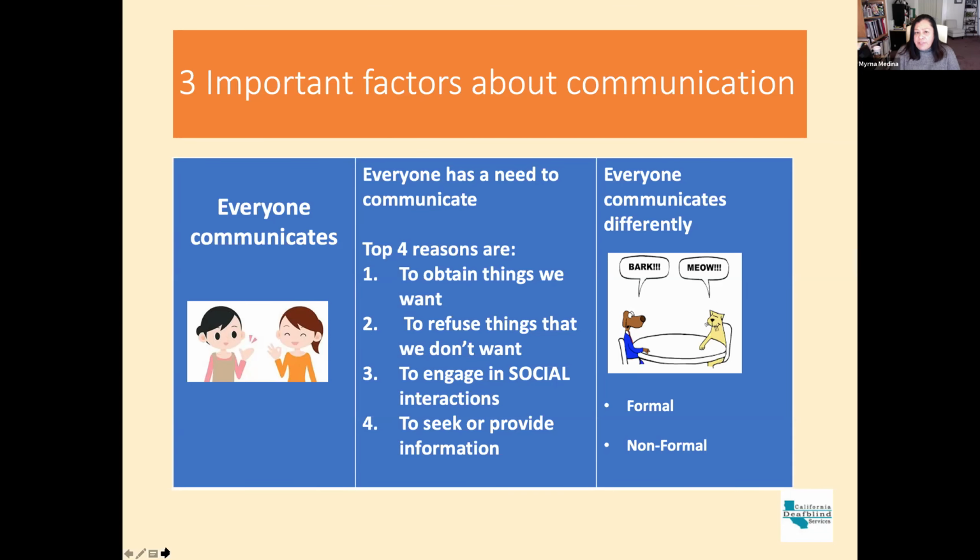Everyone communicates differently. As you know, it's formal or symbolic communication, or non-formal or pre-symbolic. My son used non-formal, pre-symbolic communication, with some forms of communication that were conventional for him.